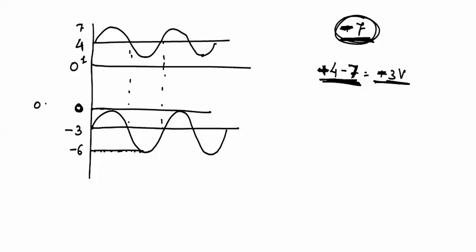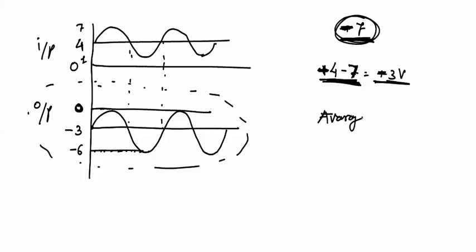So this is the output waveform and this is the input waveform. So now we can conclude that this waveform is shifted by minus 7 volt, and after shifting, its DC level or average value becomes minus 3 volt. So the correct option is A.